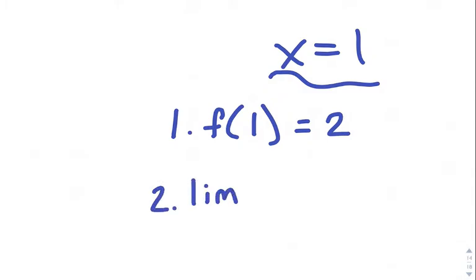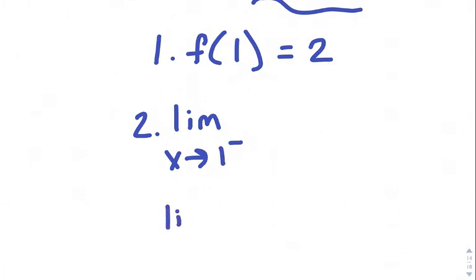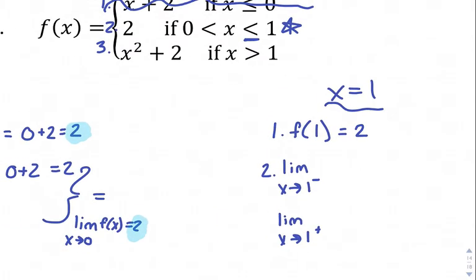Condition 2 says now I have to look at the limit. However, since I am using a piecewise function, I have to look at the limit from the left side and the right side. The left side is anything less than 1, and that would be my second equation still, because it says less than or equal to 1. So the limit of 2 is just 2.